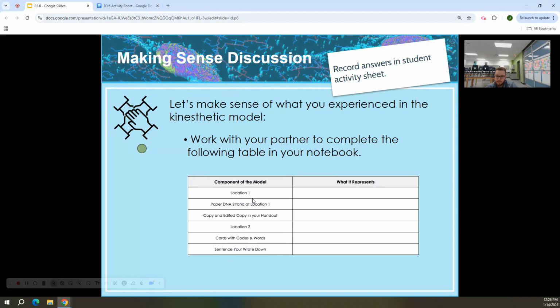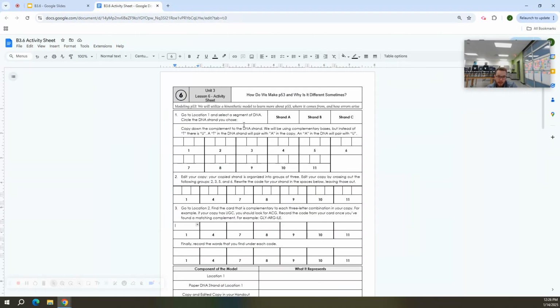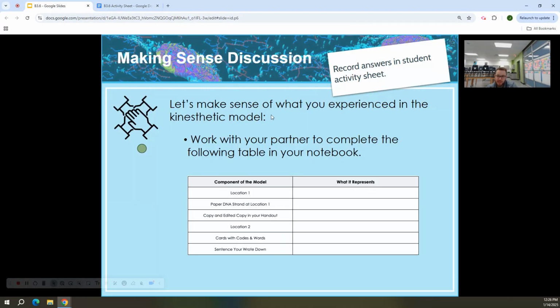Where in my cell am I copying down my DNA into a complementary strand? Where do you think that occurs? For those of you that maybe need some prompting, where is my DNA located? It's probably going to occur in a similar place to where it's located.